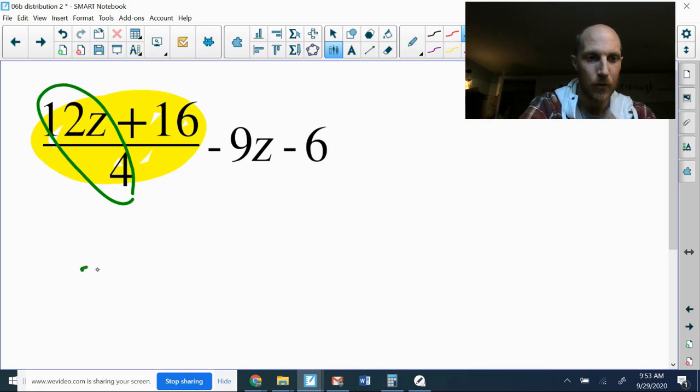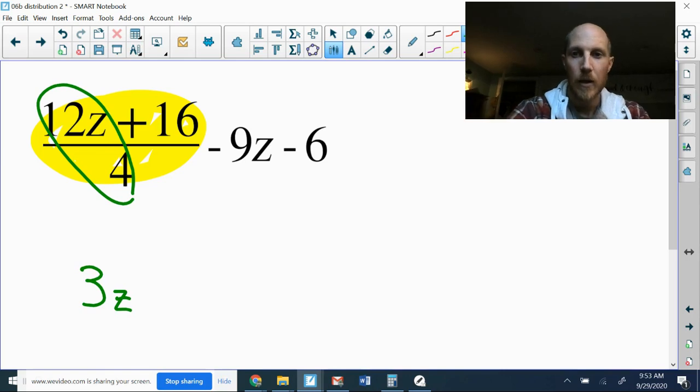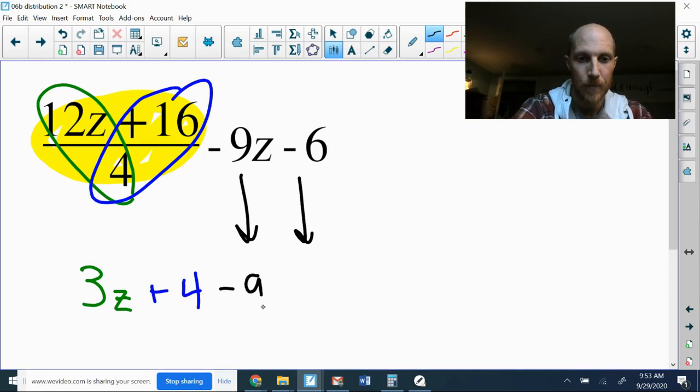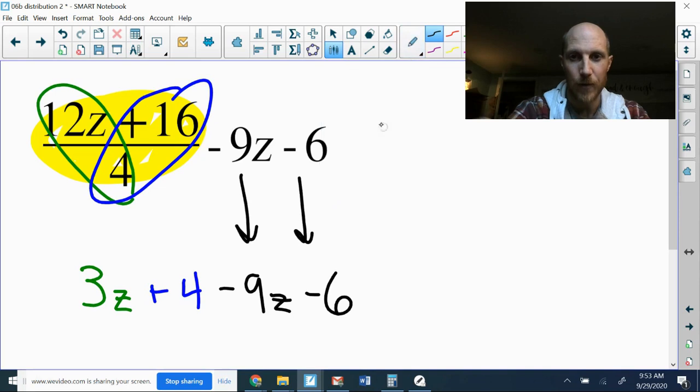12 divided by 4 is 3, and it had a z on it, so it's going to stay as a z. Positive 16 divided by 4, positive 4. And then I'm going to bring down the rest of the problem. Now I have some like terms I've got to find. I'm going to combine the like terms.